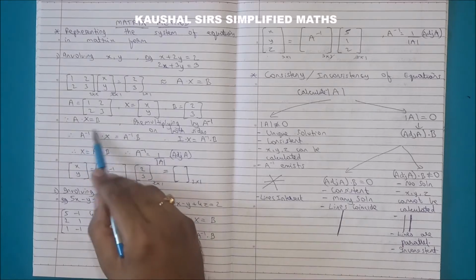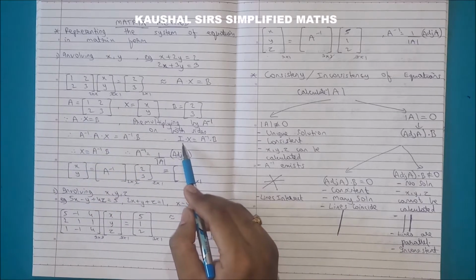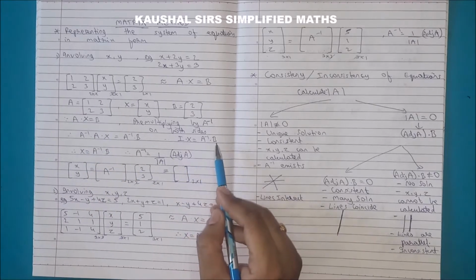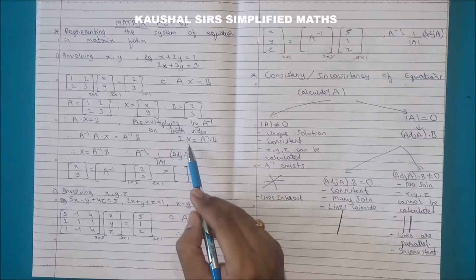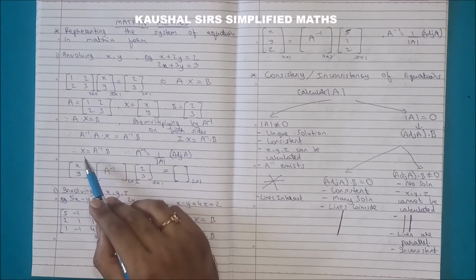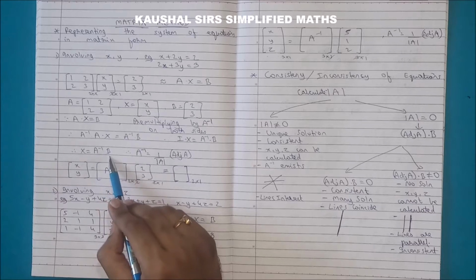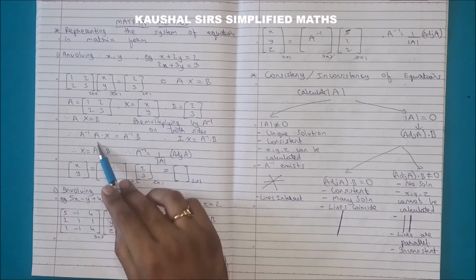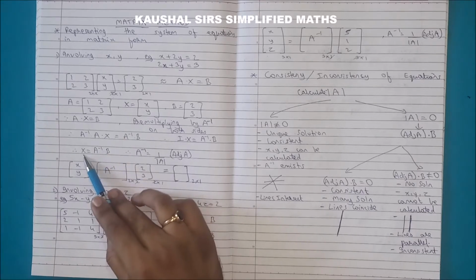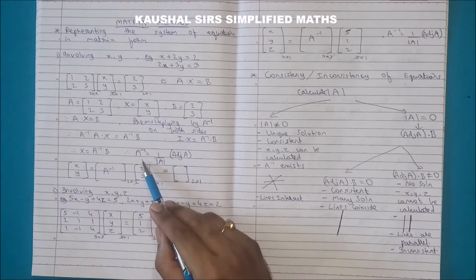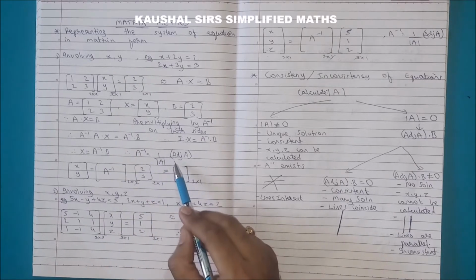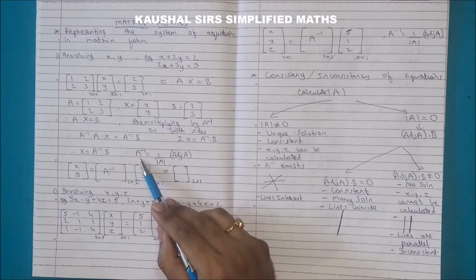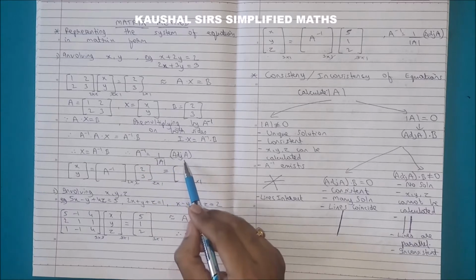Now students, what is A inverse into A? It is I. So we get I into X is equal to A inverse into B. Also we know that I into X is same as X. So we get X is equal to A inverse into B. Okay. Now there is a need to find A inverse because we know X, we know B. And this A inverse we will find by adjoint method. So therefore the formula of A inverse is 1 upon determinant of A into adjoint of A.